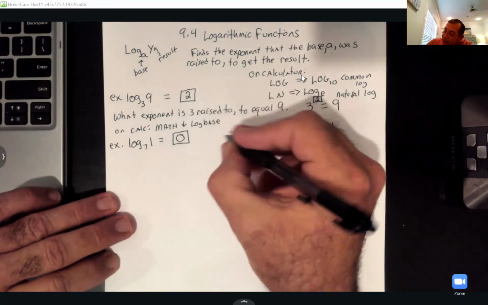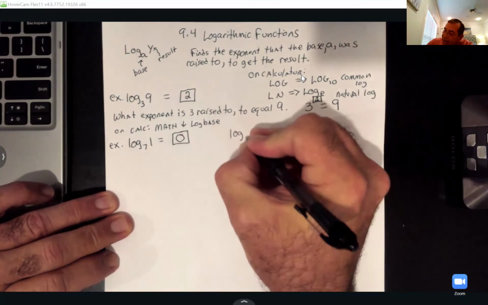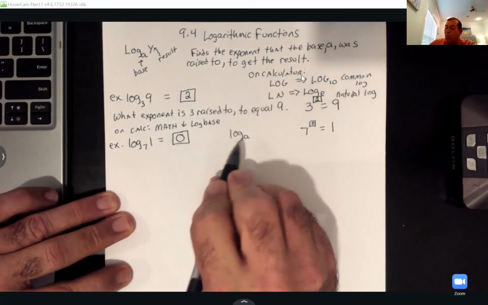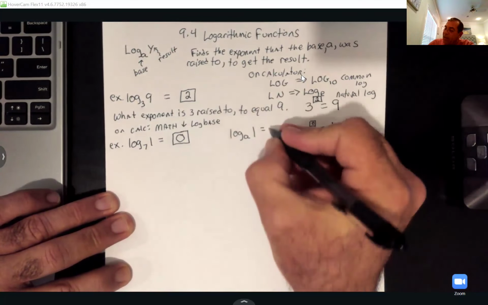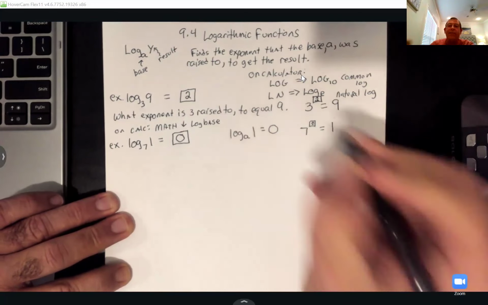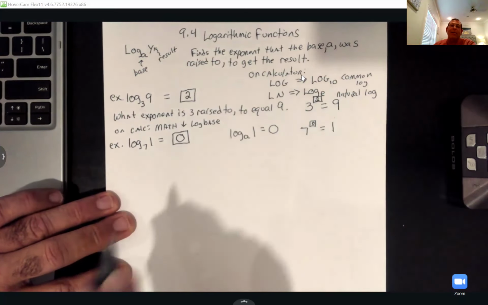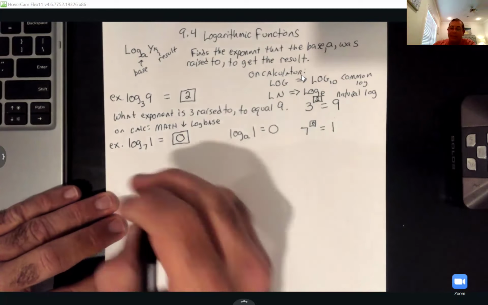Actually, we could make a law about that says no matter what your base is, if that result is a 1, then that will equal 0 every time, okay? No matter what the base is.